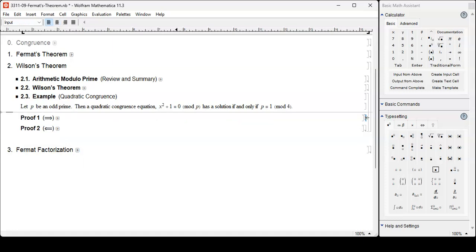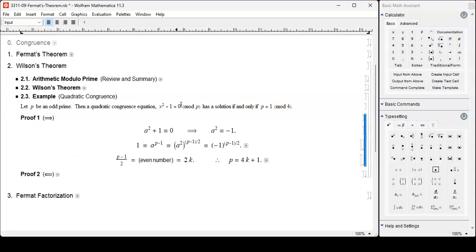Okay, that's how this mod 4 came out. It didn't come out of nowhere. It's just a normal way to classify odd primes. Alright, forward direction. Let's assume there is a solution. In other words, a squared plus 1 is congruent to 0, so that a squared is congruent to negative 1. And then let's prove P is congruent to 1 mod 4.